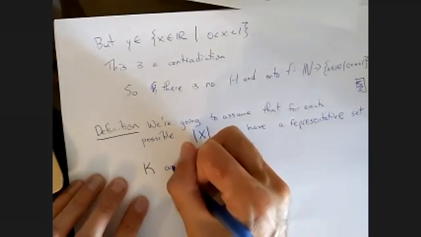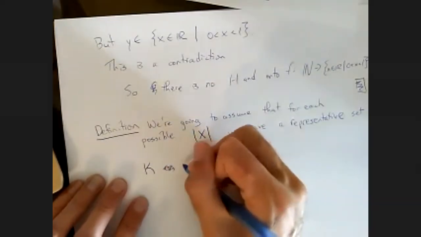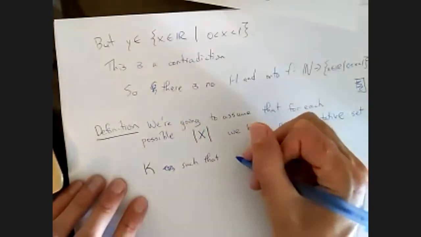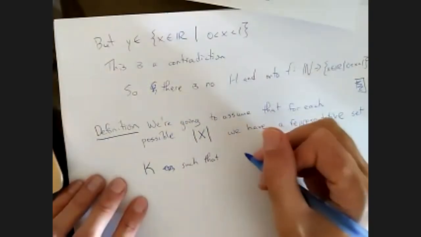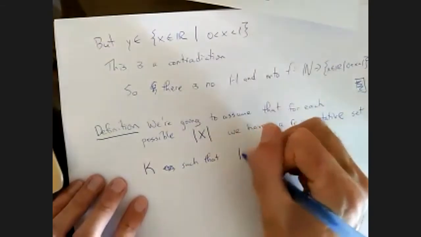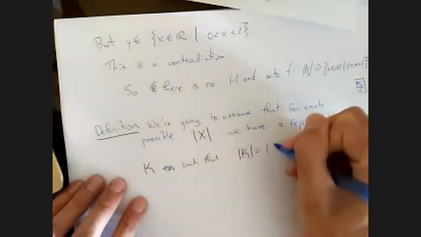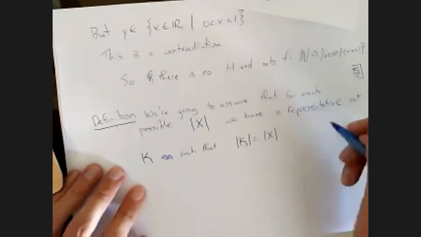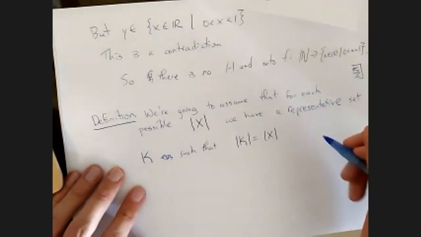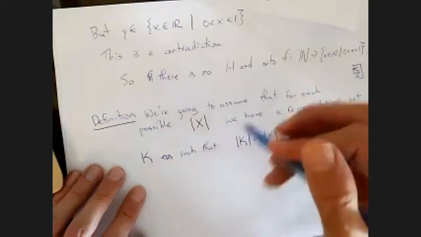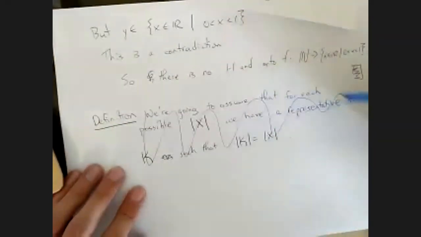And such that if the cardinality of kappa equals the cardinality of X, I'm not explaining this right. Okay, let me start over.